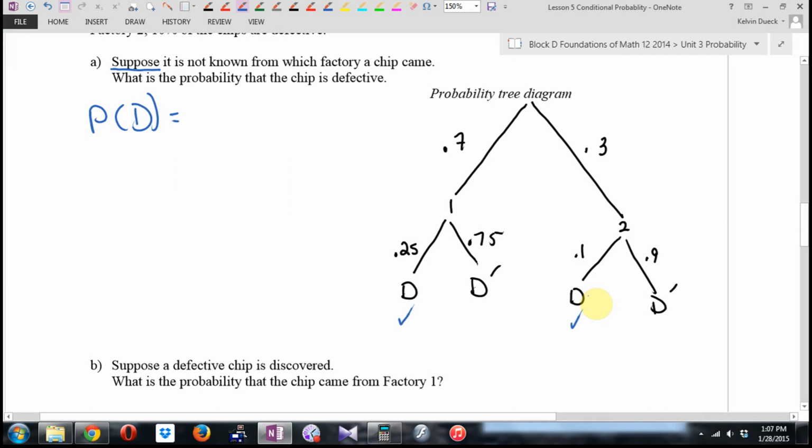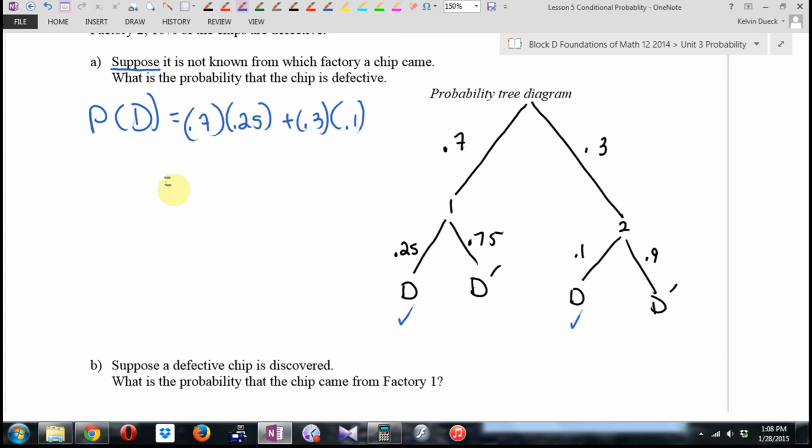Multiply down, add across. Can you tell me what I'm going to write? 0.7 and 0.25, or 0.3 and 0.1. What's the probability that we're defective? Crunch the numbers, please. 0.205, and don't round off, so 0.205. So first of all, you got a 20.5% chance that any one chip is defective.